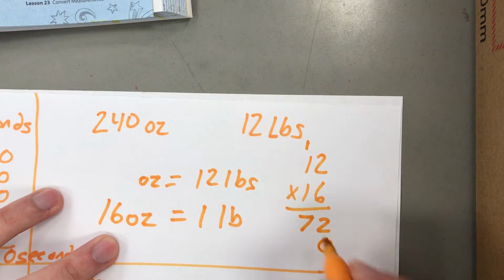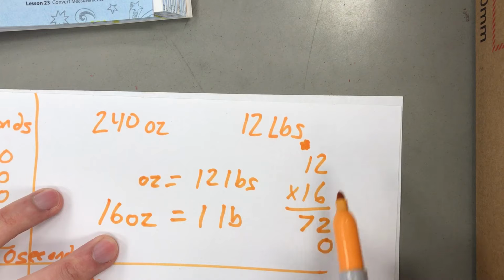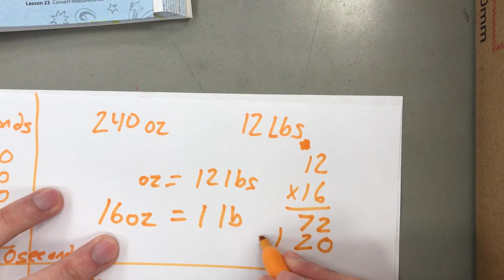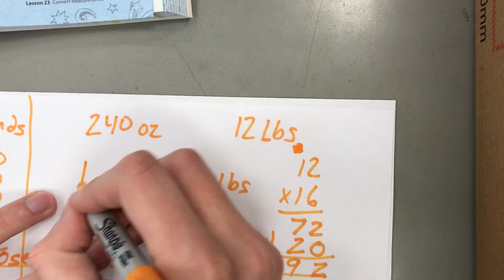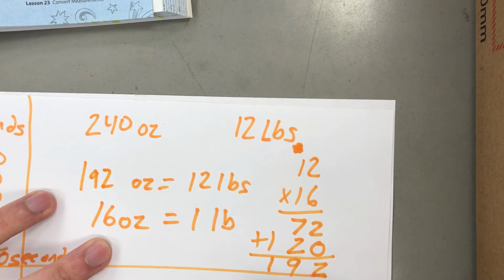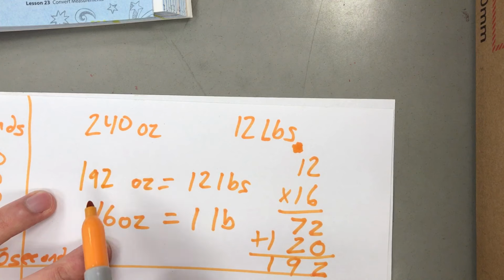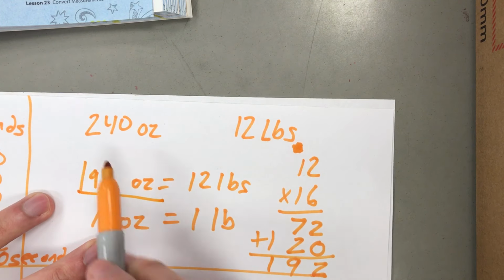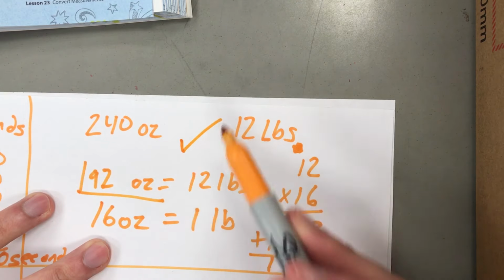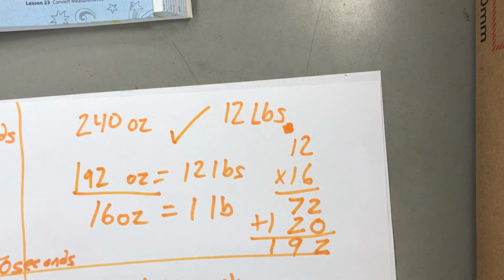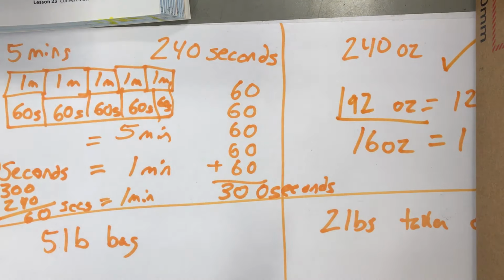72. Placeholder. Clean house. It's kind of hard to clean house with a Sharpie, but you gotta do what you gotta do. 1 times 2 is 2. 1 times 1 is 1. And 192 ounces. So, if Fluffy weighs 192 ounces, can they fit in something that holds 240 ounces? Well, yeah, they can. Okay, last problem we're going to look at for this video.